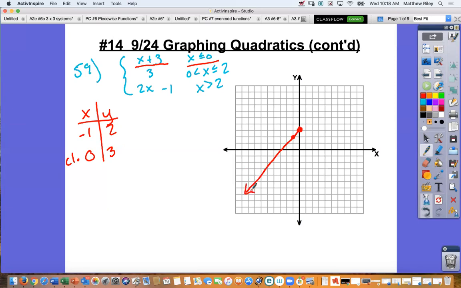One of the things I'm checking for, remember, it is only good when x is less than or equal to 0. That's the only time I use this line. So it's not an arrow straight through. If I see that, it's going to be wrong. It has to have a hard stop at 0.